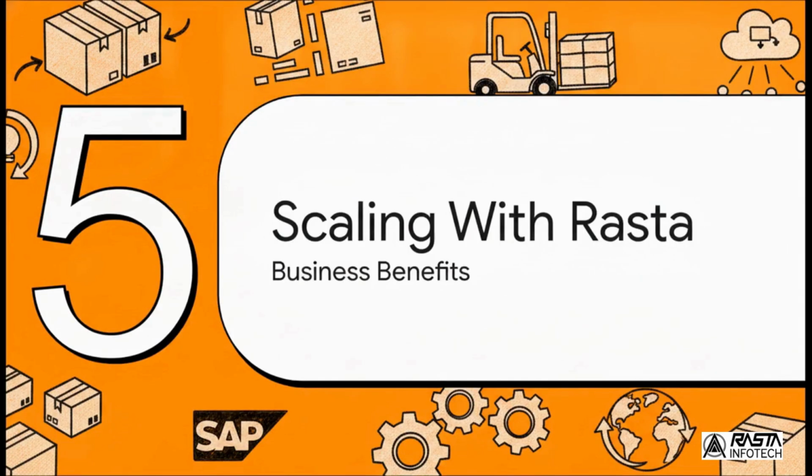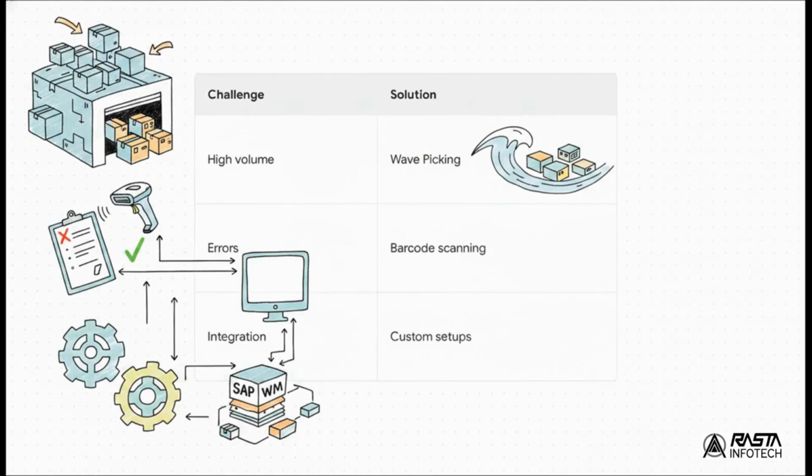Let's wrap things up with part five, scaling with Rasta Infotech. So how does this look in the real world? Rasta Infotech actually leverages these exact SAP capabilities to master high-volume chaos for businesses. When you've got high volume completely overwhelming your staff, Rasta Infotech steps in and configures that wave-picking logic and automation we just talked about. If picking errors are the issue, they integrate barcode scanning directly with the SAP WM Activity Monitor to catch discrepancies. And if you have complex distribution channels, they customize the SAP setups to align perfectly with your specific business model. It's all about matching the precise tech solution to your specific operational bottleneck.